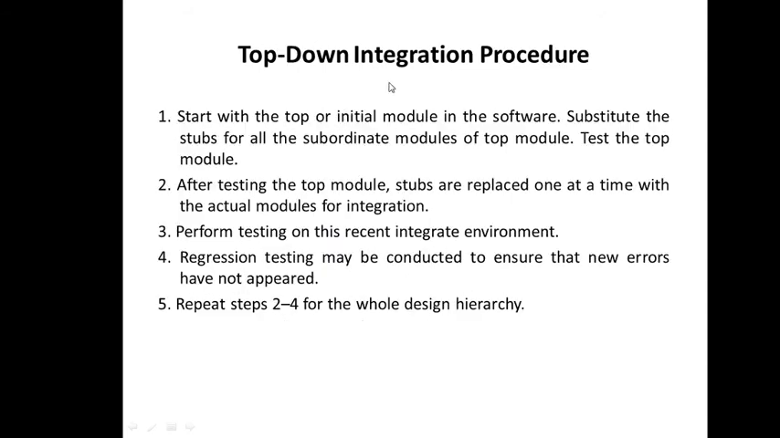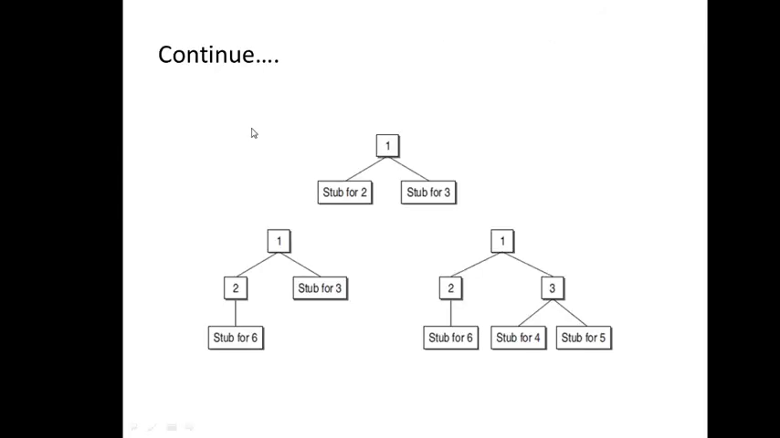Now what is the procedure for top-down integration? How to proceed? We start with the top or the initial module. Instead of reading this, let's jump to the example directly. The procedure says, for the same example where we had 7 modules, we have to start from top to bottom. So at top to bottom, first of all, we'll take the module under test.